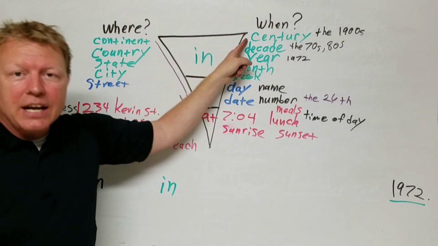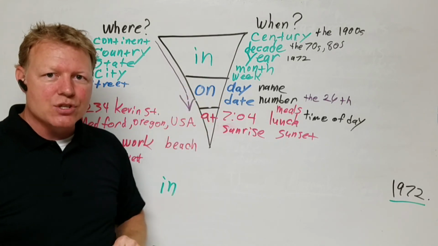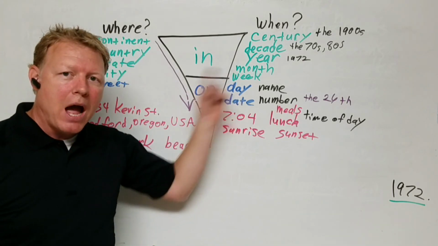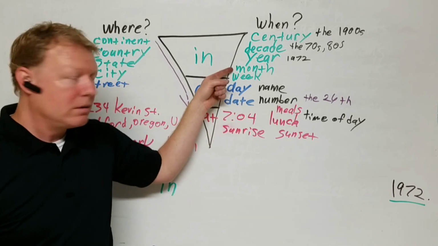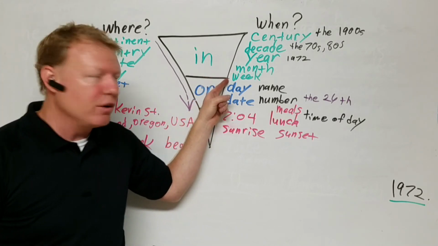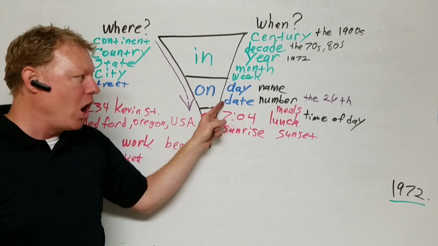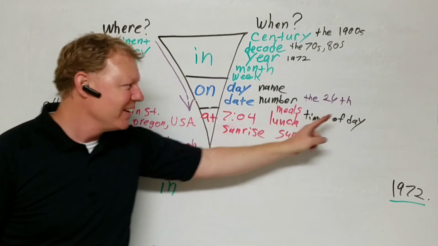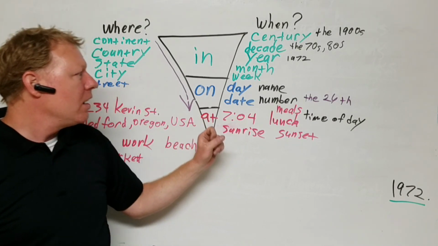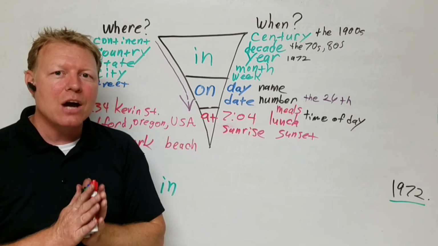I was born in the 1900s. I was born in the 1970s or in the 70s. I was born in 1972. I was born in November. I was born in the third week of November. I was born on Thursday. I was born on the 26th. I was born at 7:04 a.m. November 26th, 1972. And that's how you use it.